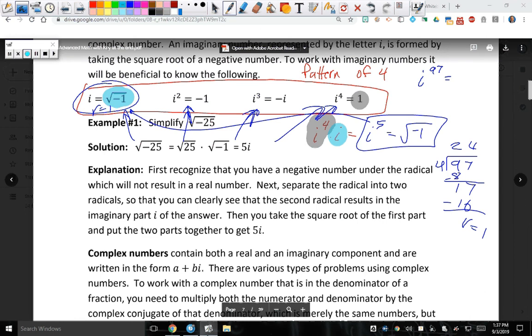How many remainders do I have here? 2, 3, and if you had a remainder of 4, you should have divided by 4 one more time. But if you don't have a remainder, it will be 1. Okay? All right, so let's do some problems on that.